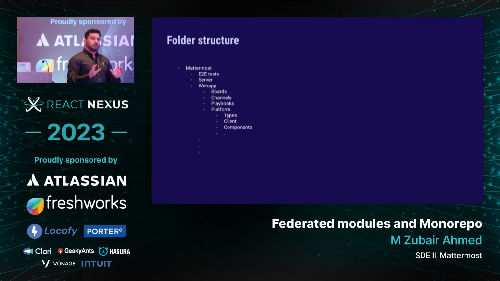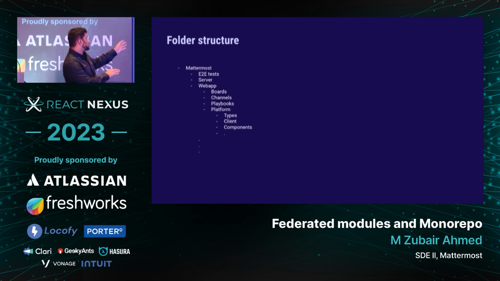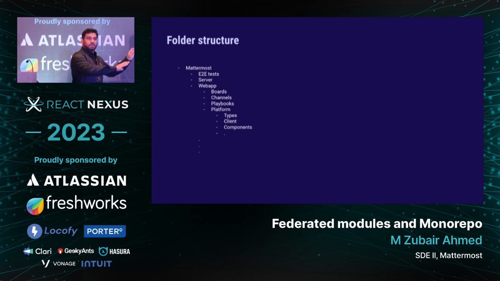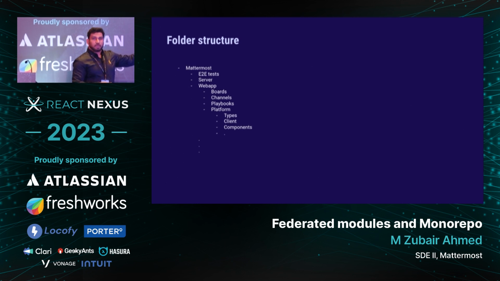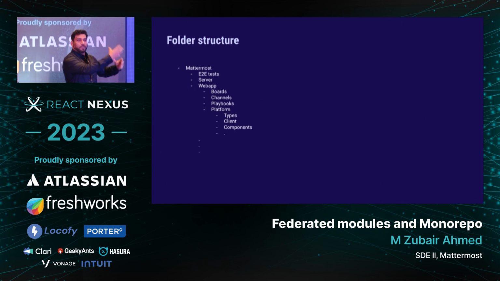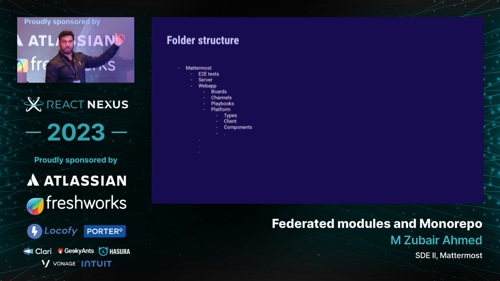So the current folder structure looks something like this. There is server, then web app, then boards. As I told you, it's an internal product of Mattermost, channels, and playbooks. So all this are the web app part of it, and the server part of all these products is again in the server app.